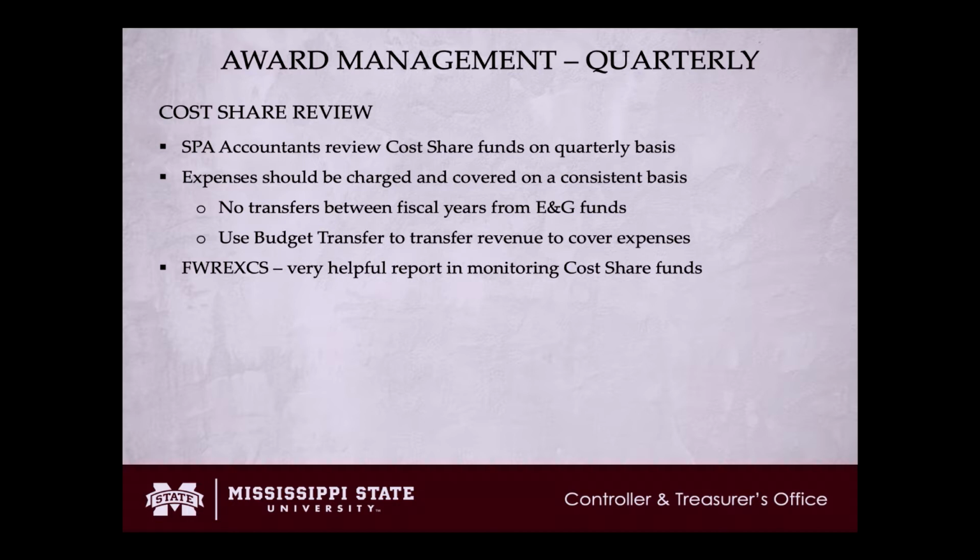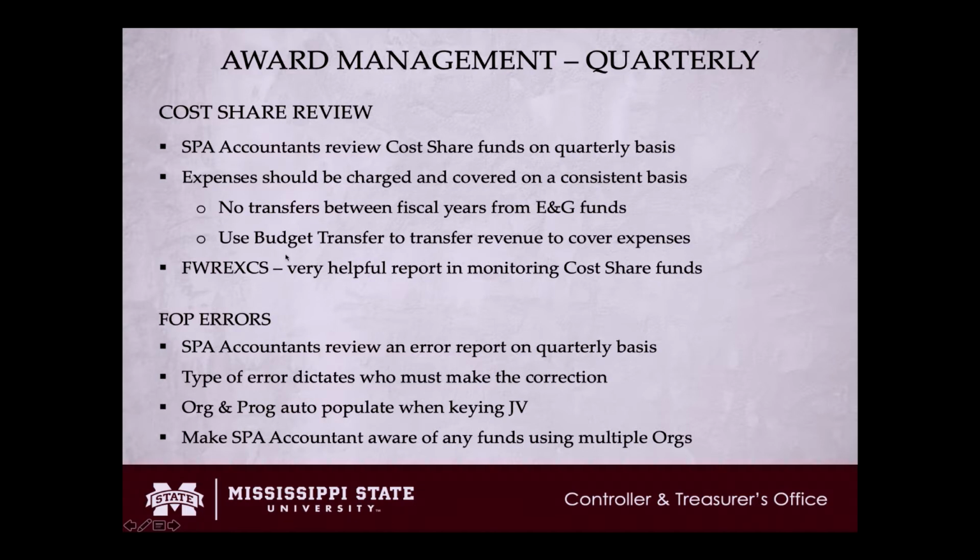So they were unable to move salaries or reallocate salaries from their E&G fund to their 30 fund and had to come up with another creative solution to meet that obligation. Many times if we are unable to meet our cost share obligation, then charges that are charged to the sponsor's fund, the 30 fund, will simply have to be reclassified as cost share, and in that instance, money's left on the table. So it is important to make sure you meet your cost share obligation on a consistent basis. We do have a report, FWR-EXCS. It's a very helpful report in monitoring cost share funds.